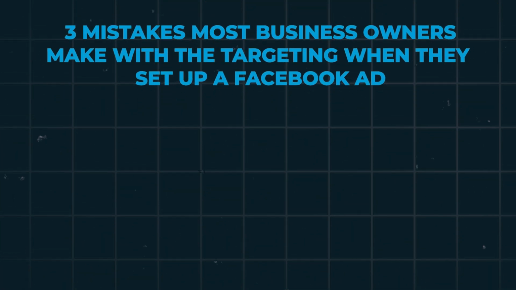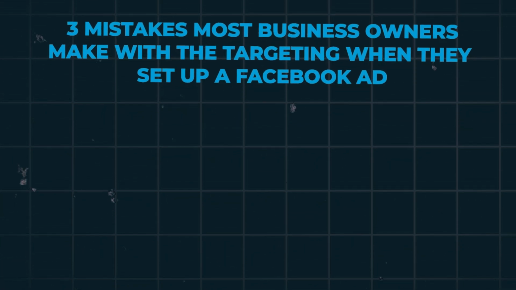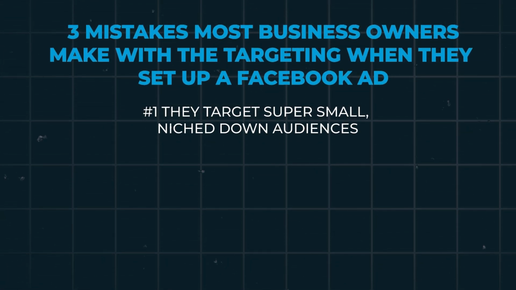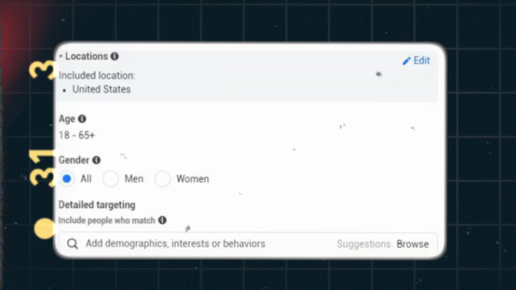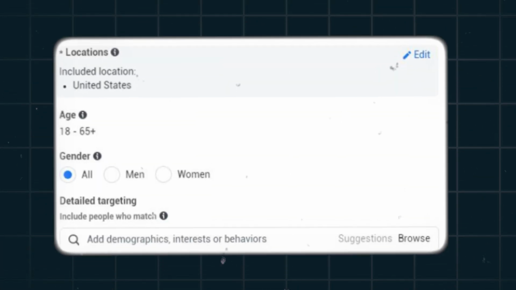So on that note, I'm going to share 3 mistakes most business owners make with the targeting when they set up a Facebook ad. Number 1, they target super small, niche down audiences that have a ton of interest in behaviors and demographics in the targeting.